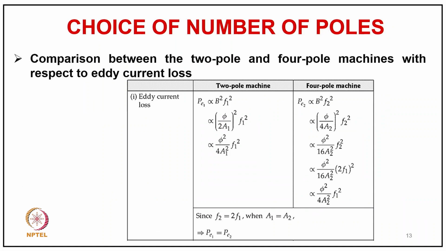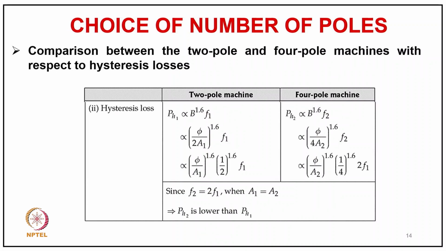This is a typical comparison between the two pole and four pole machine as far as eddy current losses are concerned, showing how it relates to the flux. And here is the comparison between the two pole and four pole machine for hysteresis loss. Here also you can see how it is related to the number of poles.